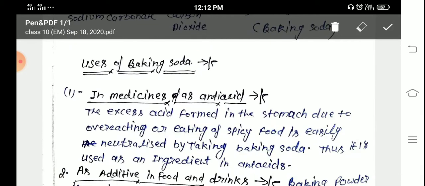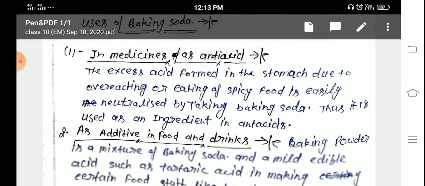Uses of baking soda in medicines as an antacid. The excess acid formed in the stomach due to overeating or eating spicy food is easily neutralized by taking baking soda. Thus it is used as an ingredient in antacids.